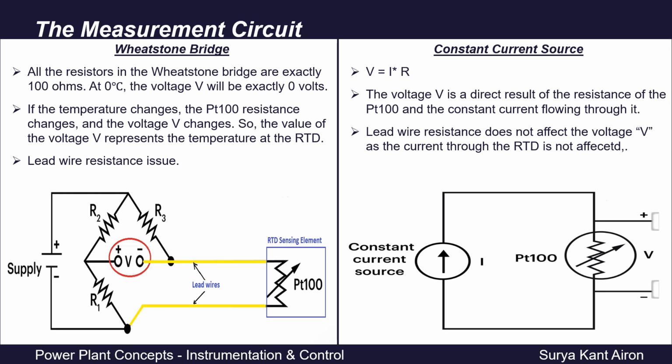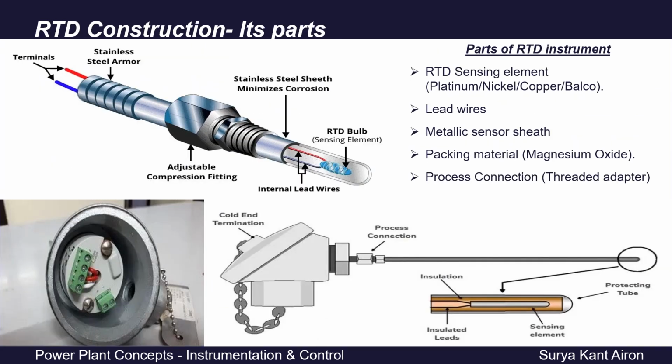Now coming to the construction, the most common part of an RTD device is its sensing element. In this picture, we can see at the tip of this instrument, this sensing element is located. This is the actual component that senses the temperature. Again, an RTD device is an immersion type of device, meaning it is immersed into the process fluid whose temperature we are measuring. So during RTD installation, it is ensured that this tip, which has the RTD sensing element, is always immersed in the process fluid to measure its temperature accurately.